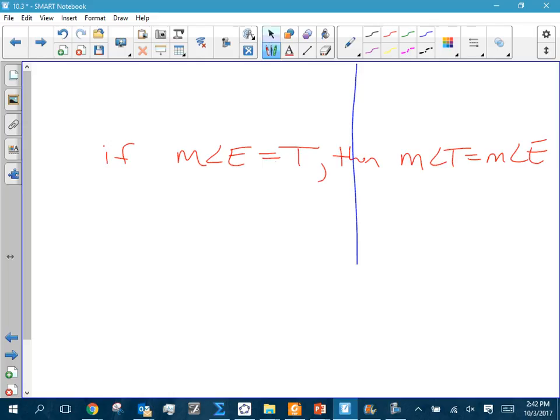Got ahead of myself. There should be a measure of angle T there. If I put that blue line of symmetry and I fold on it, does angle T land on angle T? Does angle E land on angle E? Does that make sense? Okay.